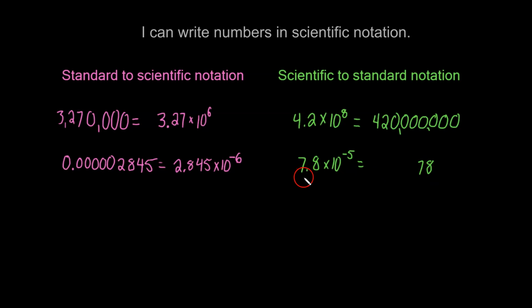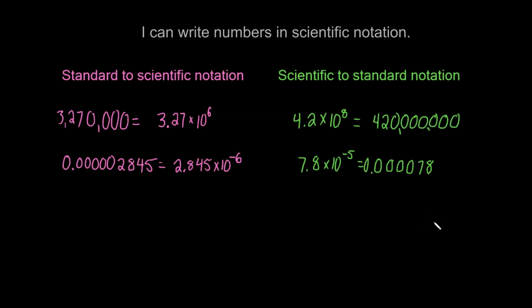So now we're just going to move it to the left 5 decimal places. So move to the left 1, and now we need to add our extra zeros. So 1, 2, 3, 4, and 5. So our answer would be 0.000078 written in standard form.